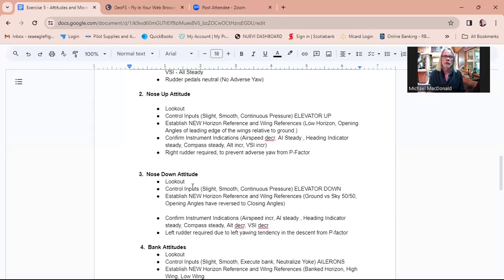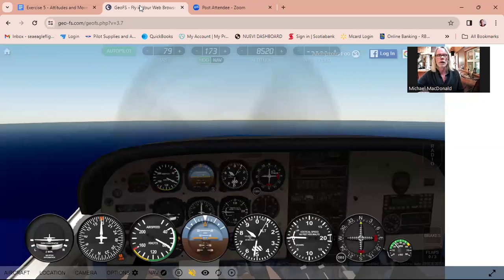Again, control input should be slight, smooth, continuous pressure. And we're going to make the elevator go down, right? Down elevator, or I should say the nose go down. It's also down elevator. So we'll establish a new horizon reference and wing reference. When we do that, let's have a look. Okay, so here we are, stable at about 8,500 feet.